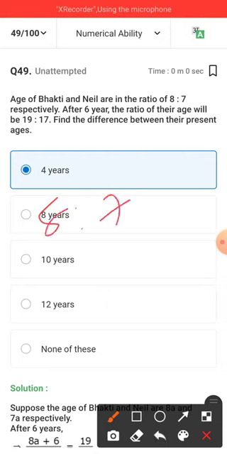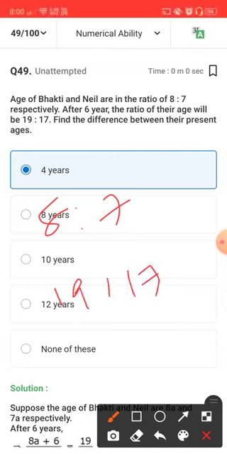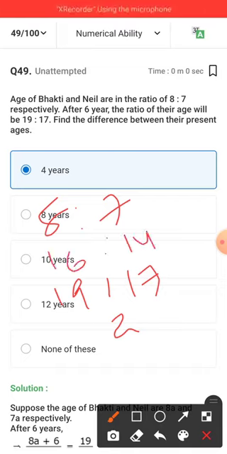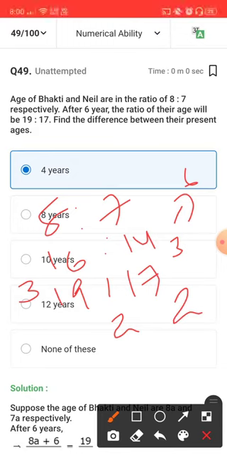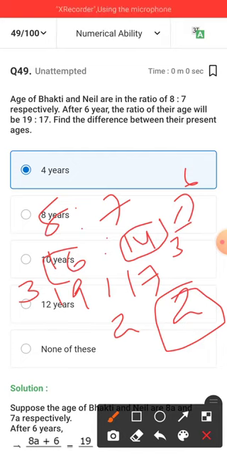8:7. After 6 years, it became 19:10. So we look at the difference. So this is 2. So multiply this 2 with this 8. Then 2 into 8, 16, 2 into 7, 14. What is the difference? It is 3. Here is also 3. That is comparable to 6. 6 by 3 is 2 years. One part of this ratio is equal to 2 years.